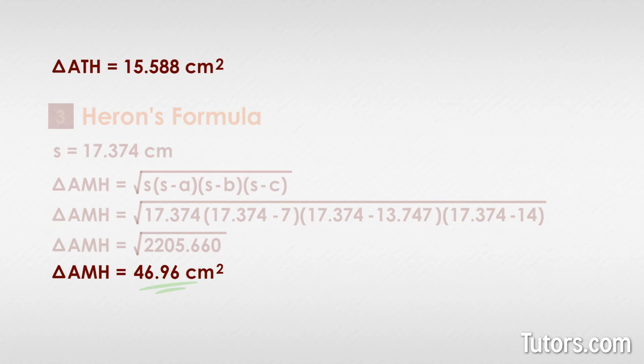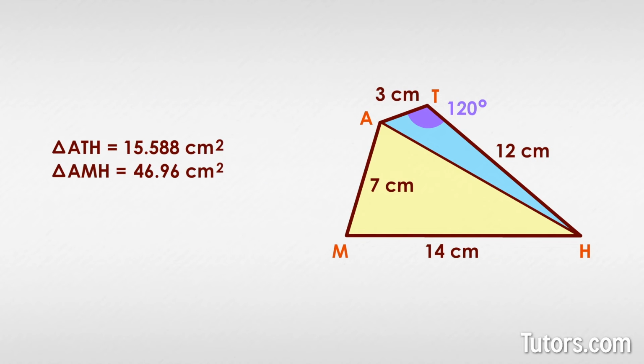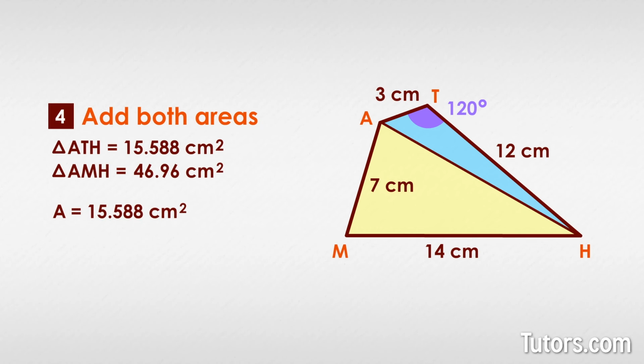At last, we have the areas of our two triangles. Add them, and you have the total area of the irregular quadrilateral. 15.588 centimeters squared plus 49.96 centimeters squared equals 62.548 centimeters squared.